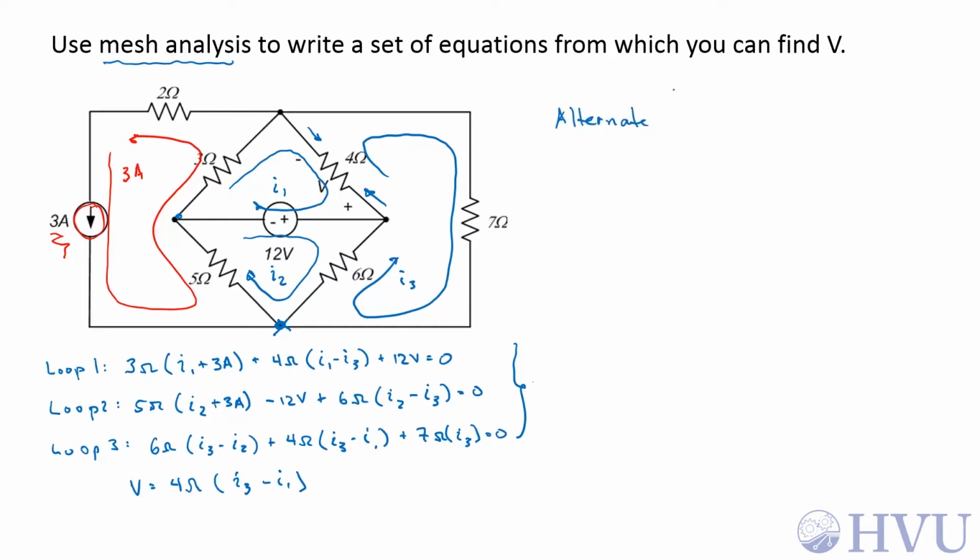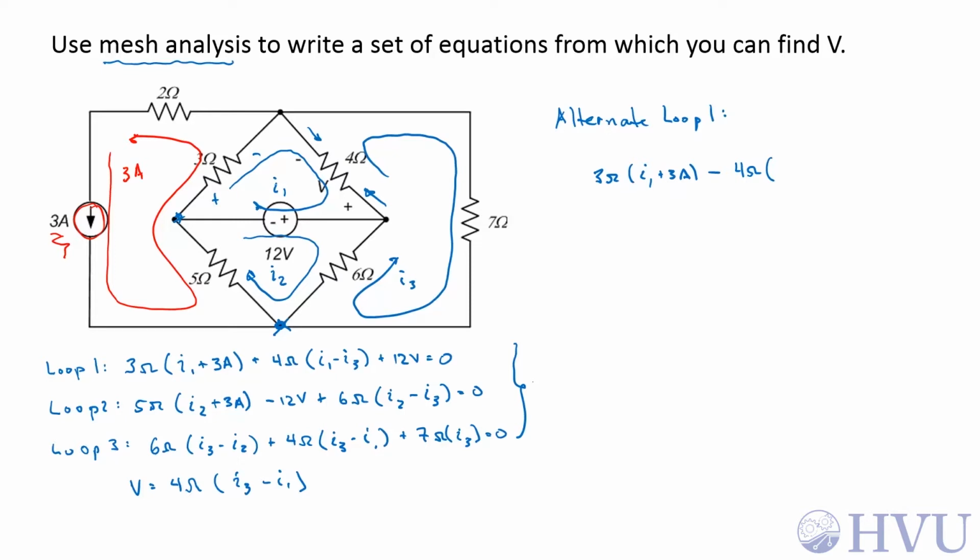So an alternate approach for loop 1. I can still start over here. I have 3 ohms. I can choose my polarity arbitrarily. I'm going to assume that this is my polarity. So it's going to be I1 plus 3 amps. Now if I want to account for this voltage with this negative polarity, I can say I have a negative contribution. I'm seeing the negative terminal of V first. So it's 4 ohms times the currents through that.